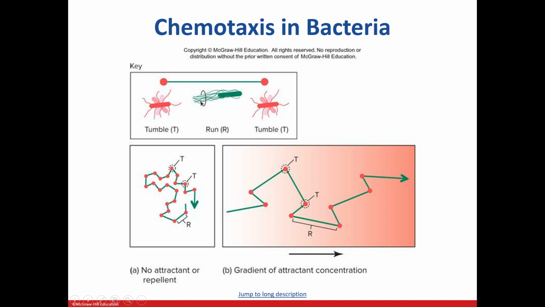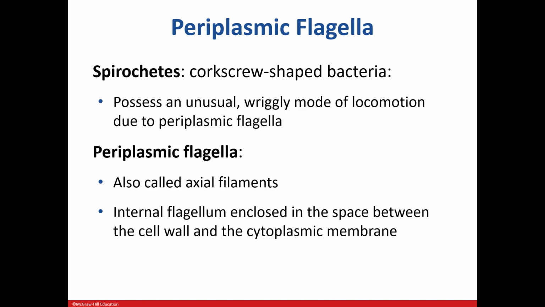But if you throw in a food source, as we see in B, you see it make a beeline with runs, and then little flips, and more runs until it reaches the attractant. It's a very neat procedure. Spirochetes work a little bit differently because their flagella are inside, so their movement is more like an inchworm.